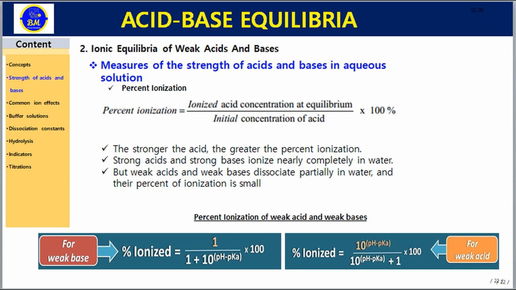The same trend is applied for a weak acid. Instead of pKa, you use pKb.